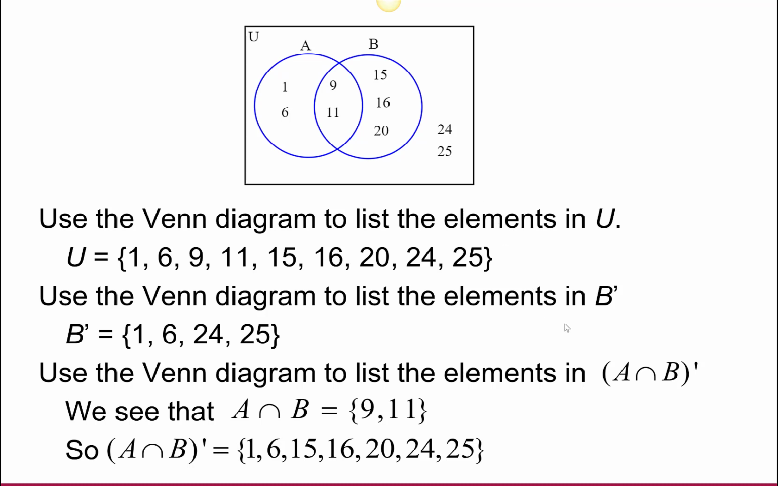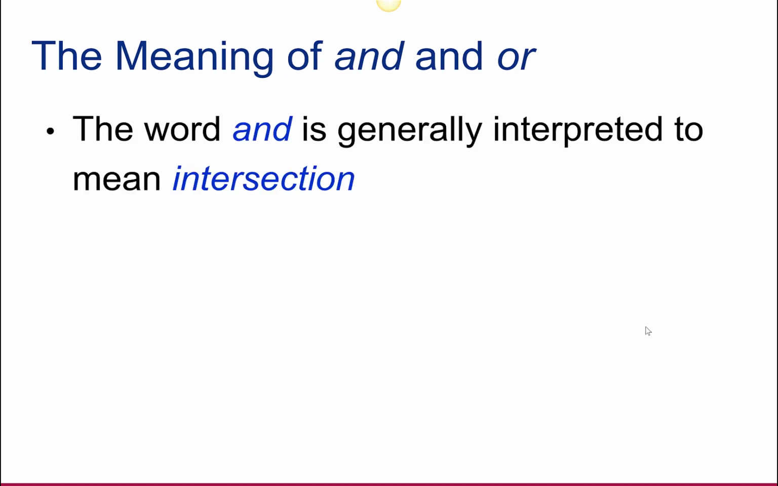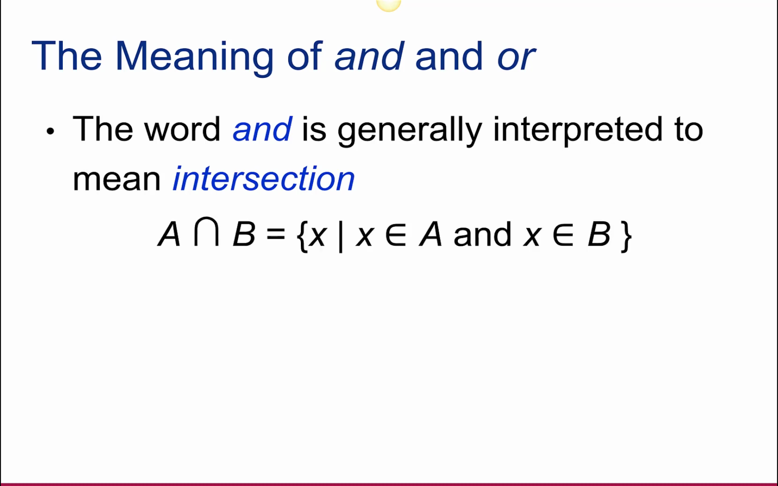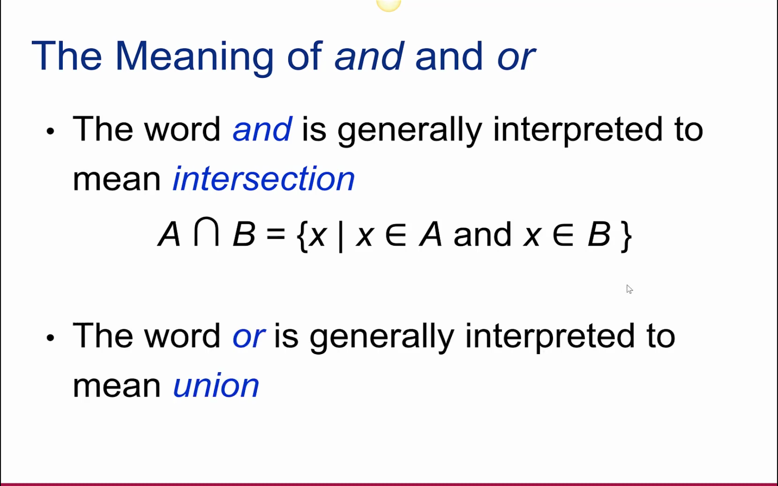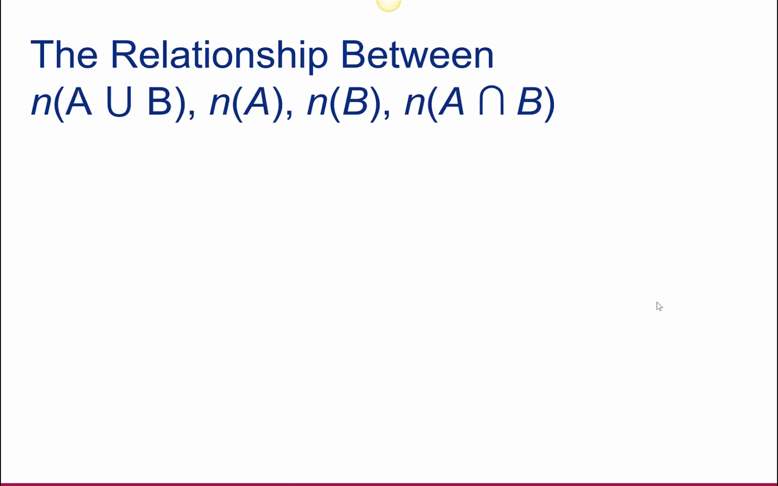You see, when you have the elements in the Venn diagram, it's much easier to answer some of the questions. So again, let's go back to that and or. Intersection is generally interpreted to mean and. So A intersect B is the set of x such that x is an element of A and an element of B. And the word or is generally interpreted to mean union. x is an element of A or an element of B.